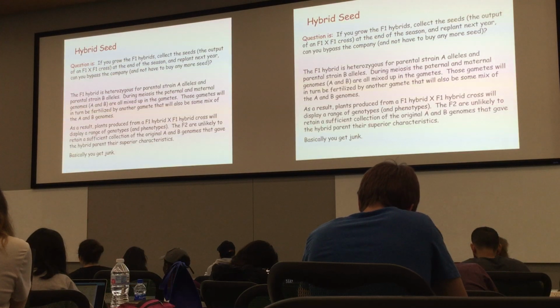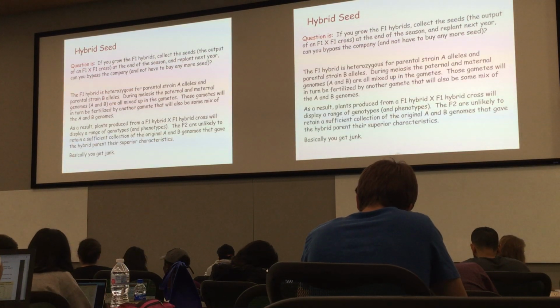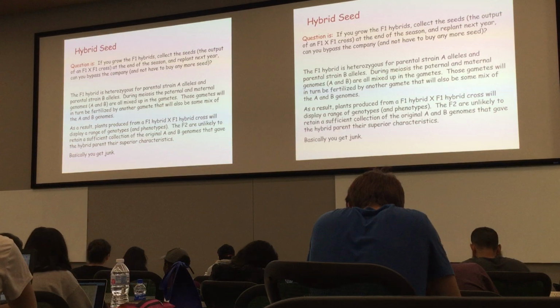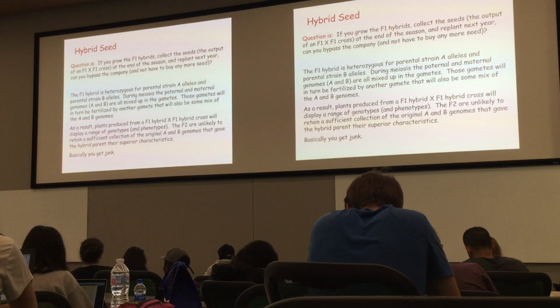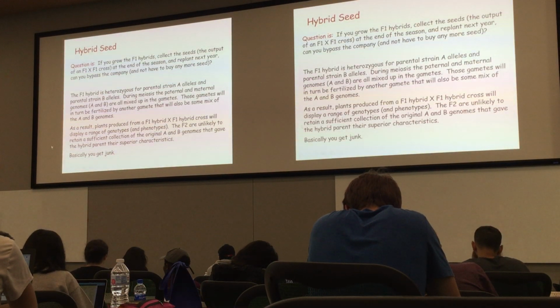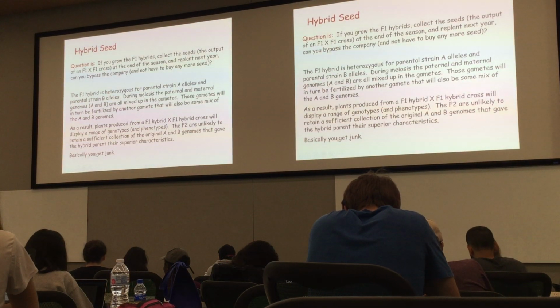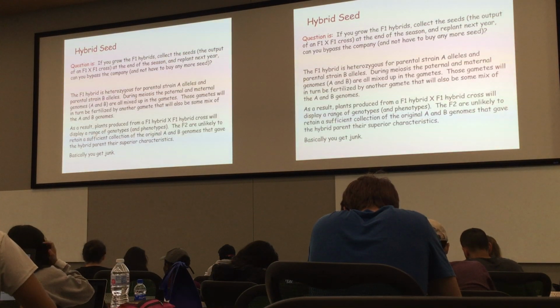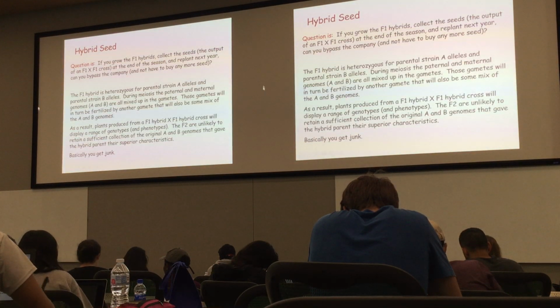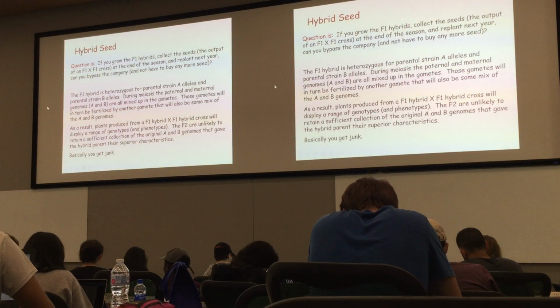You might get lucky, but the chance that you get lucky is so exceedingly low that you would still retain a collection of all the proper alleles. So the F2 are unlikely to retain a sufficient collection of the original A and B genomes that gave their hybrid parents their superior characteristics. So you let all these F1s go to seed, you collect it, you plant them next year, you don't know what to expect. So it's an interesting idea having to do with the breeding of these things and things that you can buy in the store that have some agricultural value.